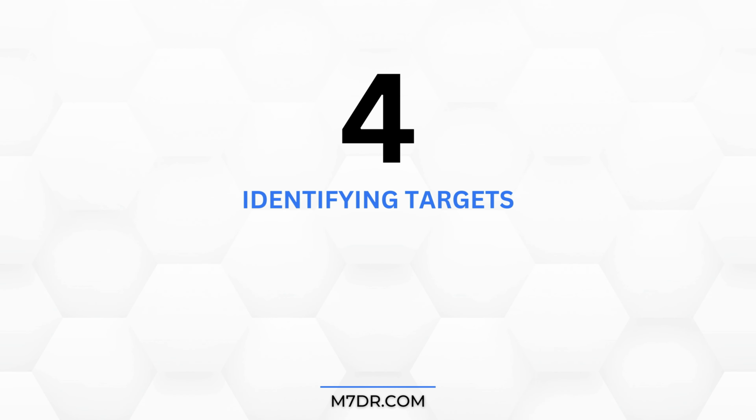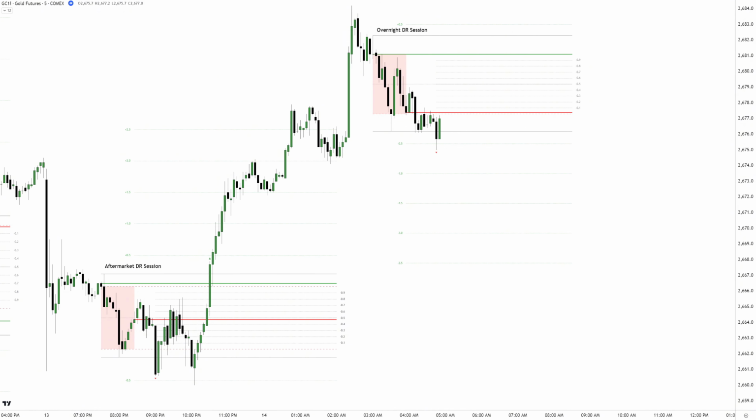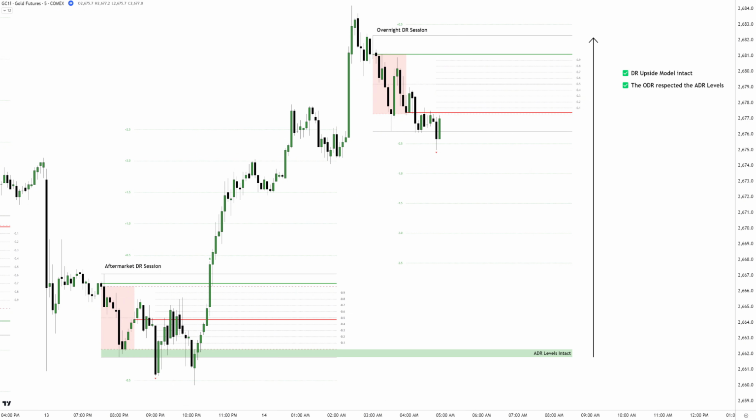Let's look at how open volume imbalances can be used as potential targets. We have the same DR model constellation we've seen before, but this time it's in the opposite direction. Both sessions indicate a DR upside model, but with a short confirmation, we will focus on short trades and be selective with targets, as ADR levels may act as barriers.